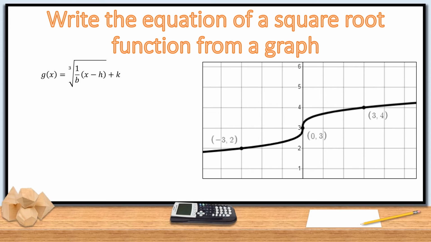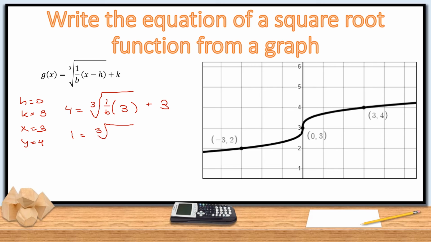Let's do one now where we're solving for the b value. So we've got h equals 0, k equals 3. I'm going to pick 3, 4. So 4 is equal to cube root of 1 over b. X is 3. H is 0, so it's just going to be 3. And then k is also 3. All right, so subtract the 3 from both sides. 1 is equal to the cube root of 3 over b.